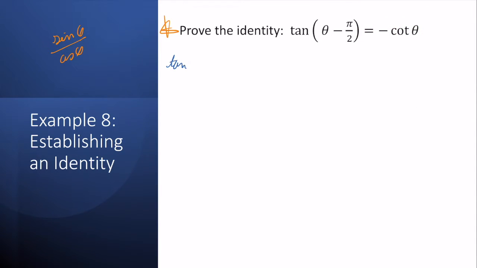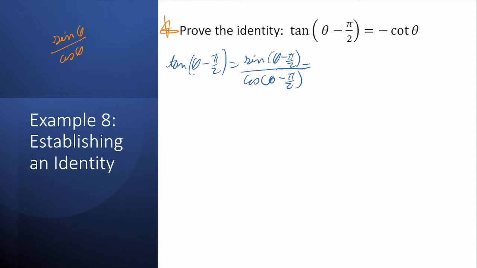So I have tan of theta minus pi over 2. I'm going to rewrite this as sine of theta minus pi over 2 over cosine theta minus pi over 2. And then I'm going to use the difference formulas, difference identities.